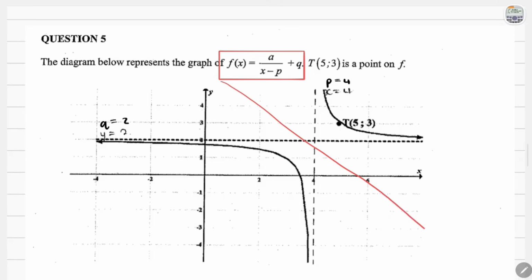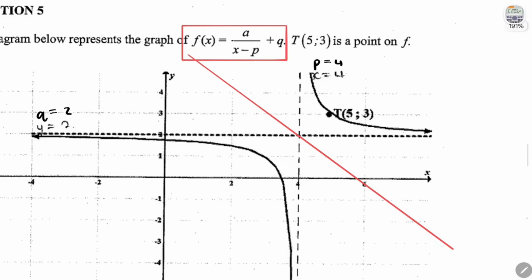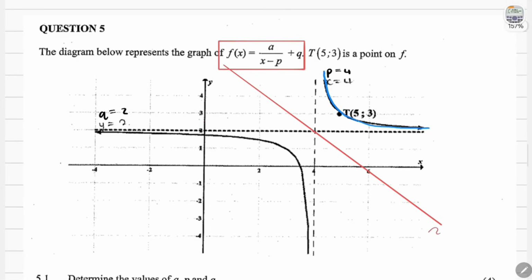So let's say it looks like this. But in a nutshell, what they're saying is they're going to take this graph and they're going to reflect it, right? And it's going to be reflected across this line, y equals negative x plus c.